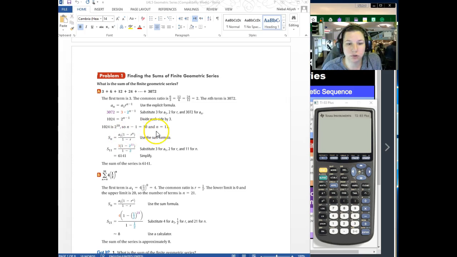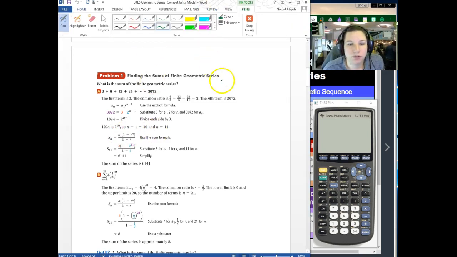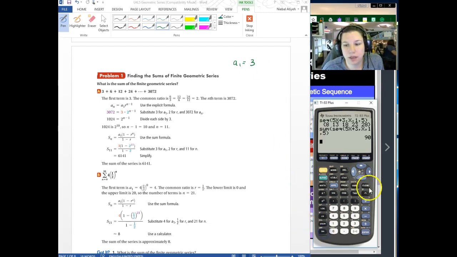That's what goes into your numerator. So you need to write that first. And we should be proficient with that from the previous lessons. So we have our terms here, 3, 6, 12, 24. We know what A1 is, it's 3. We need to find the common ratio. You do that again by dividing a term by the number in front of it.